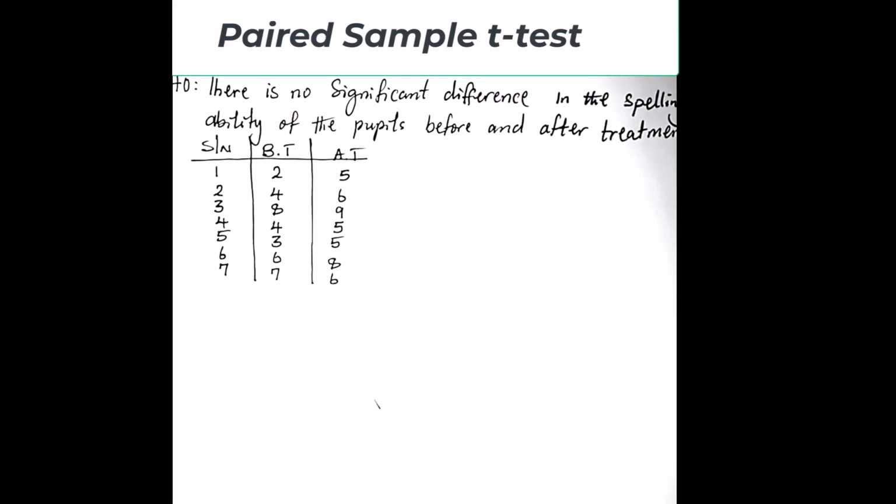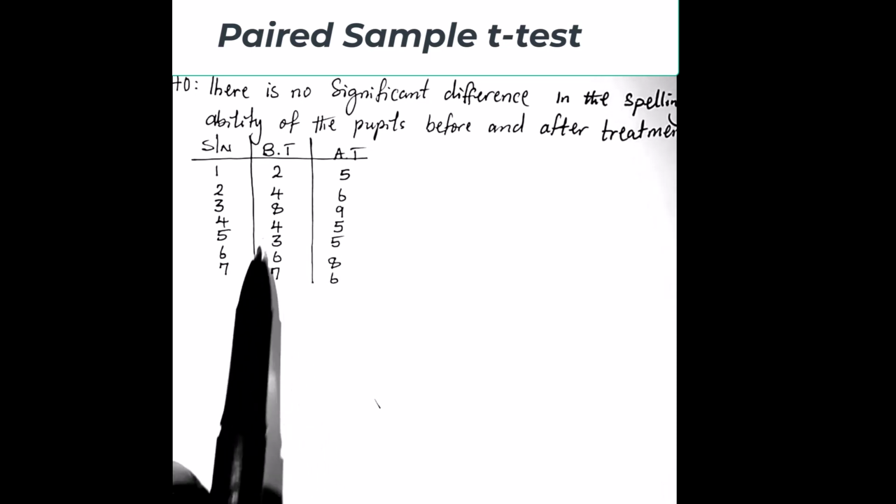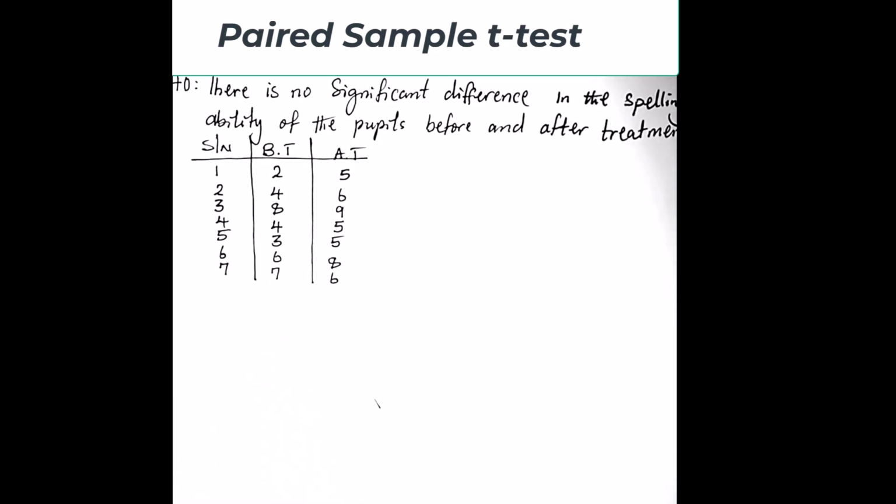An English language teacher introduced a new method of learning how to spell four-letter words among her nursery 1 pupils. She recorded the number of four-letter words each pupil can spell before and after the new learning method. So this data were recorded.